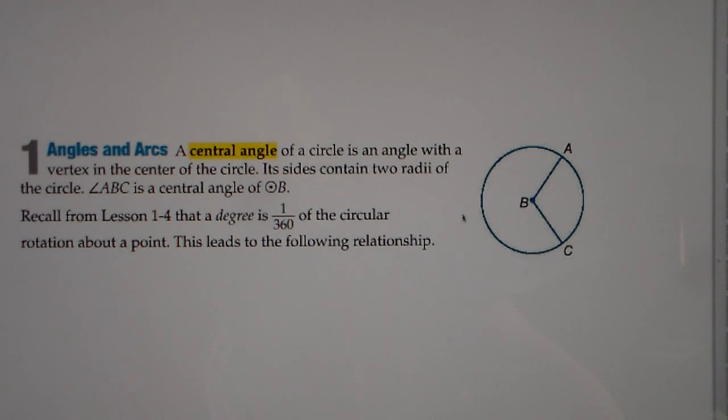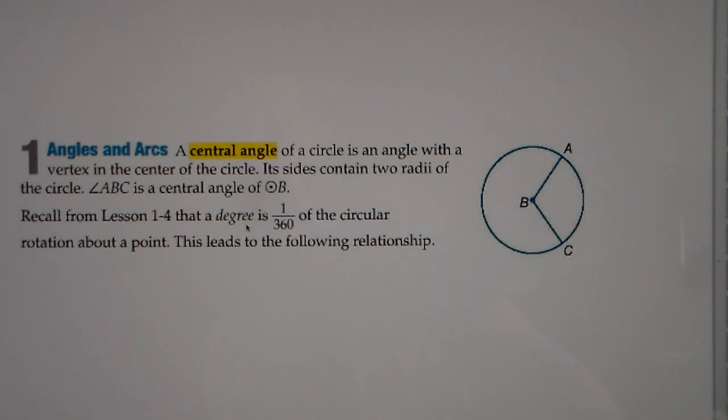Its sides contain two radiuses, or radii to be technical. So BA is a radius and BC is a radius. So the requirements of a central angle, just to recap: there needs to be a point in the middle of the circle, and from that center of the circle there needs to be two radii, so BA and BC, in order for it to be a central angle. Now angle ABC is a central angle of circle B.